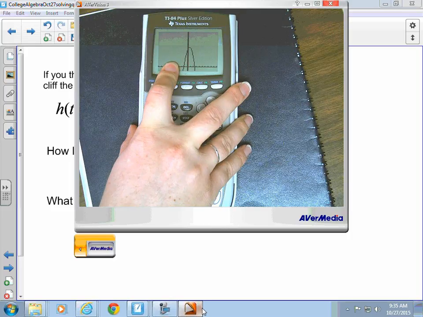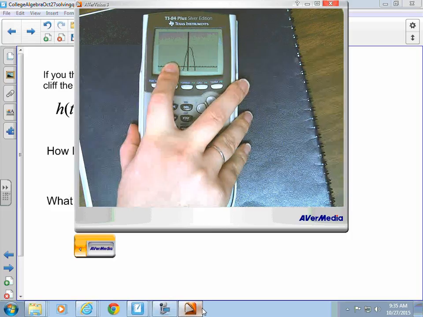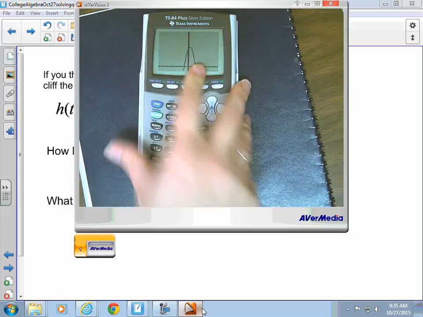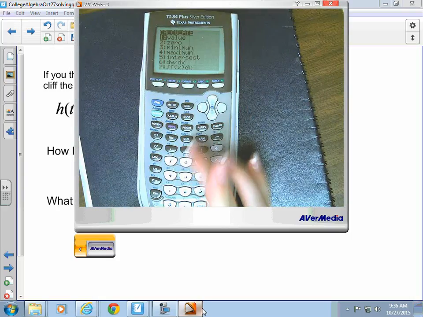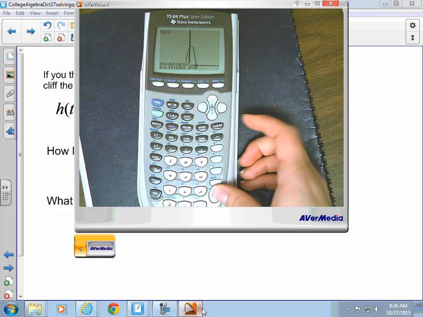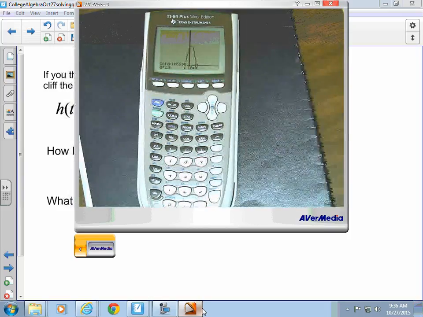So I'm going to go to second trace 5. I'm going to move over to the right-hand curve. By the way, I do still have 0 in y2. I am leaving it there for these problems. And 2.5 seconds. So how long does it take? It takes 2.5 seconds for the book to hit the ground. Any questions about that so far?